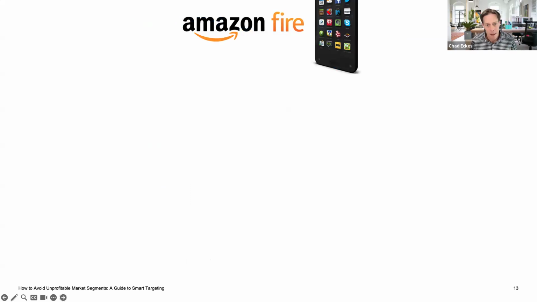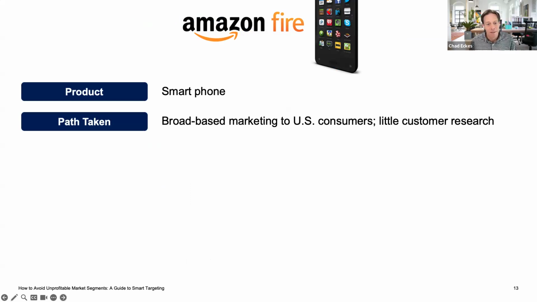Another example is the Amazon Fire Phone. This was a smartphone by Amazon. I don't know if anybody remembers it. It boasted some cool features like object recognition and dynamic perspective for 3D effects. Maybe one of you bought it. I don't know. I didn't.